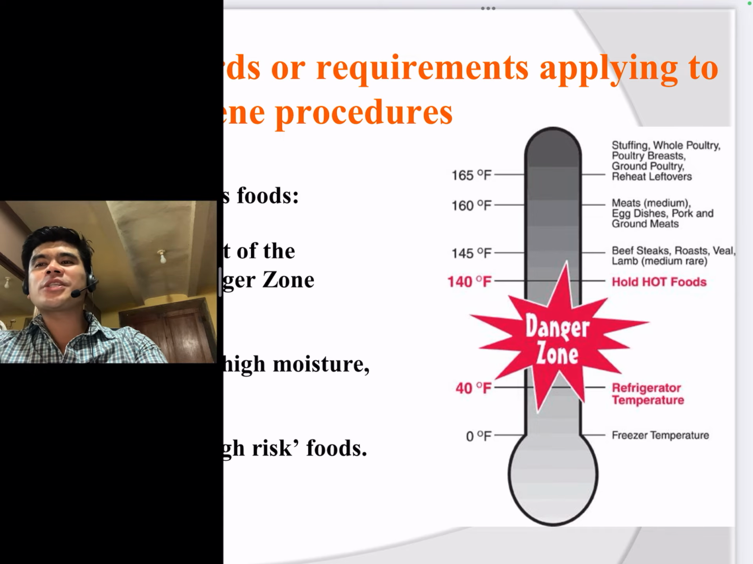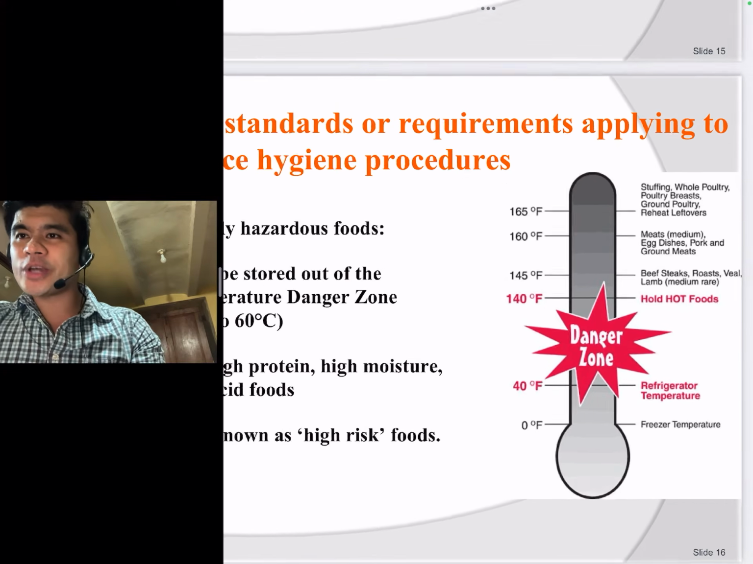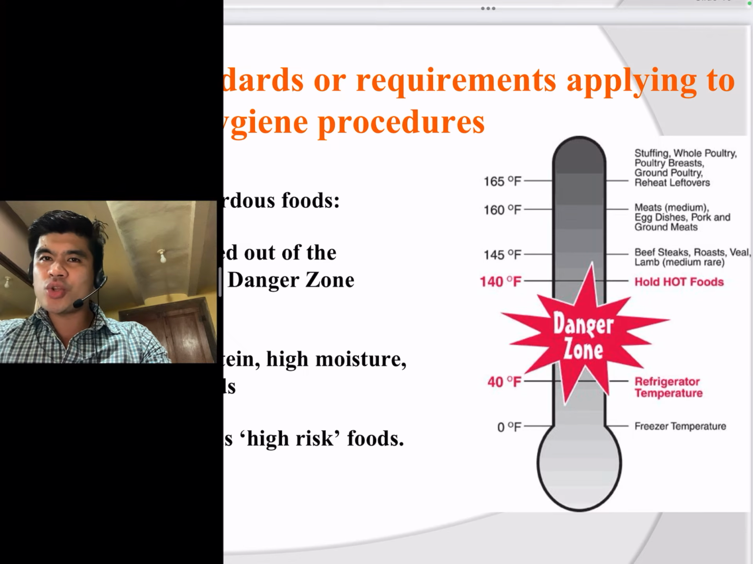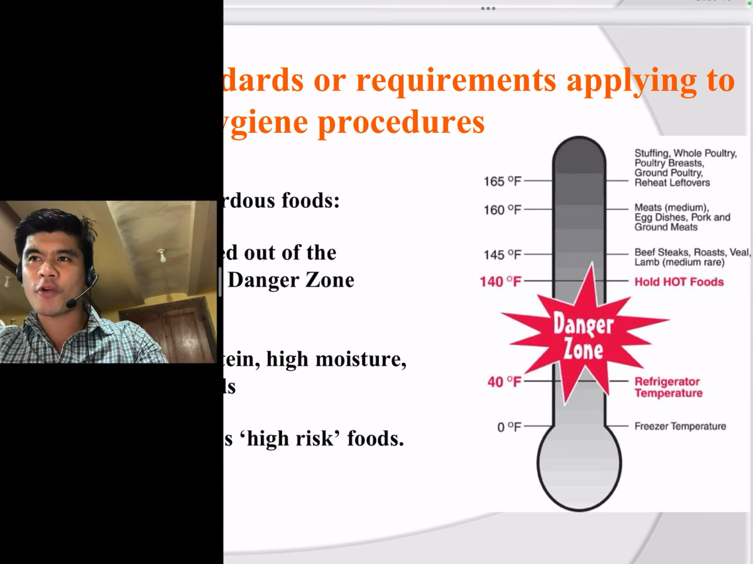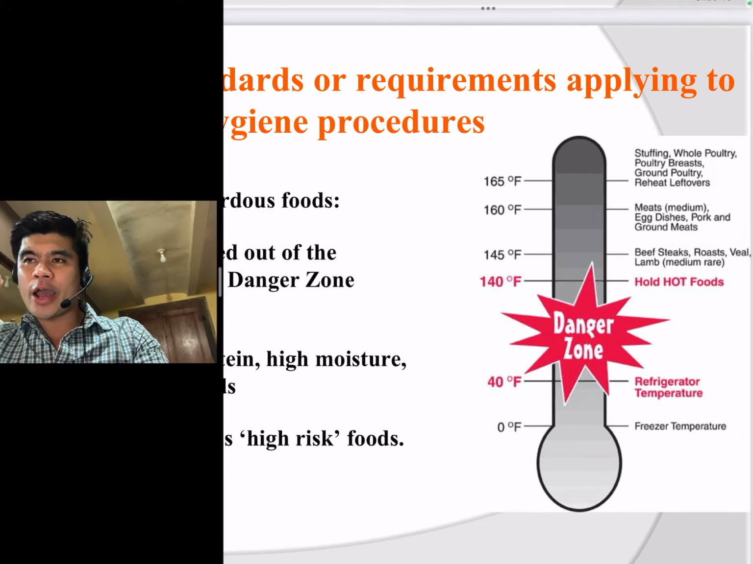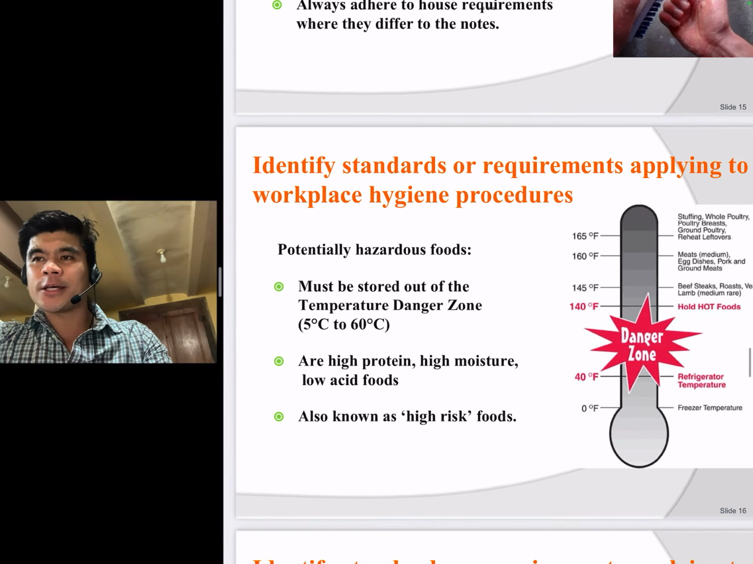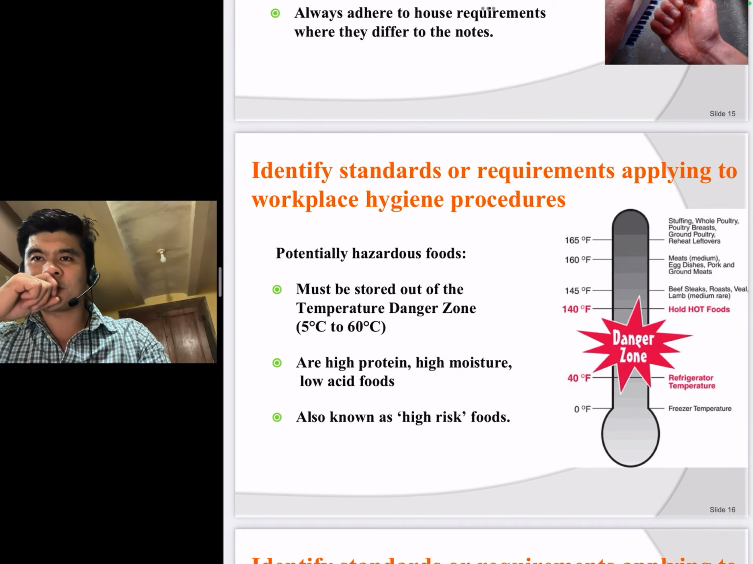Now, the reason why I asked you to take a screenshot of this is that the image on your module is not really clear. Here, as you can see, these are the certain temperatures that you need to observe whenever you're serving poultry, meat, egg dishes, and other food. But before we move on to that, let's focus on the left side first.